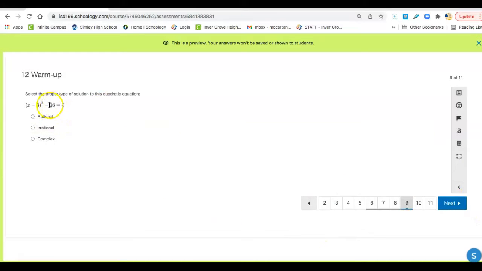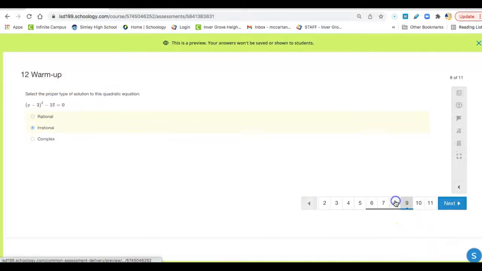All right, 16 is different though. If I move it to the other side, I have positive 16. And the square root of 16 is 4. It's a perfect square. It's rational. That one's rational. All right, the square root of 16 is 4. So 16 is a perfect square.